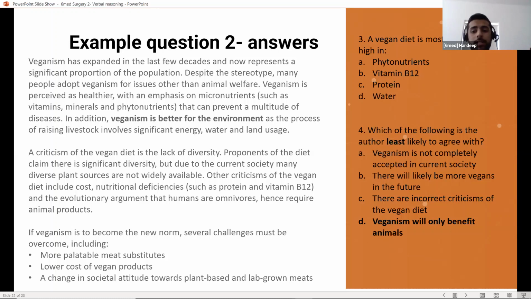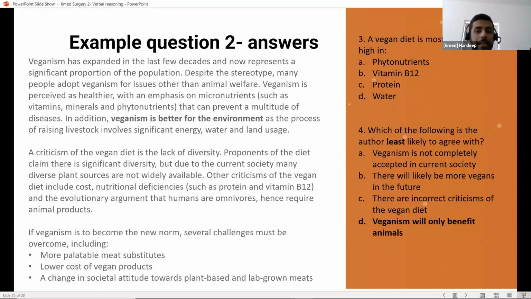C, there are incorrect criticisms. So again, it talks about a criticism being a lack of diversity, but then it goes on to say people who are vegans say that this isn't correct. So the author's likely to agree with C, and that's why by process of elimination you could get to D.